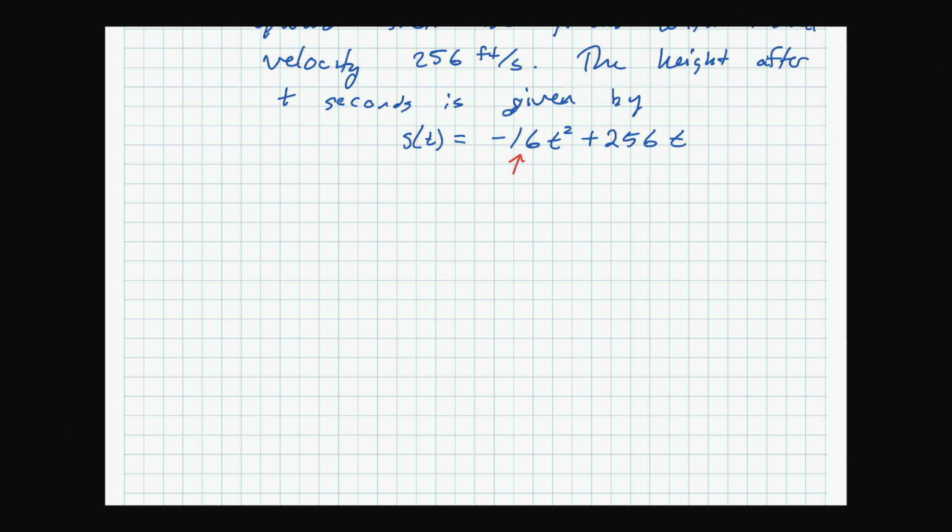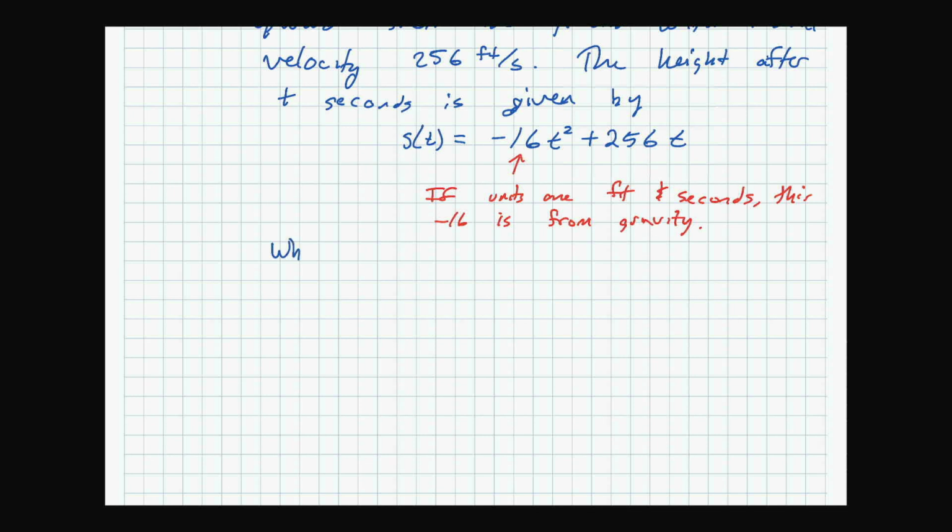Just kind of comment on this as well before we get started. This is acceleration due to gravity. If units are feet and seconds, this negative 16 is because of gravity. So this is like a normal looking equation because this is Earth gravity according to that negative 16. So you get used to seeing those numbers there a lot. Okay, so that's what was given.